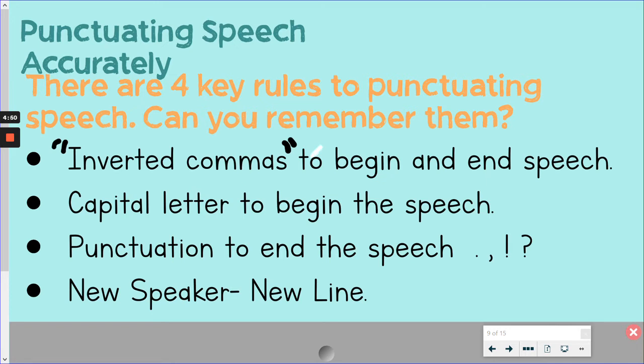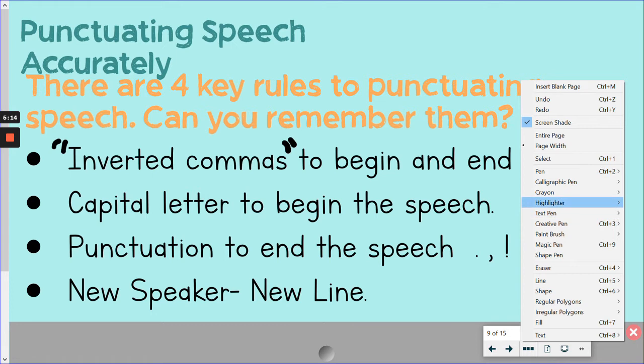They contain everything that's said. All the words that are said by our character go within the 2 pairs of inverted commas. We almost always use a capital letter to begin the speech. So after a pair of inverted commas comes a capital letter. We must also then use punctuation before we end the speech, before our second set of inverted commas.